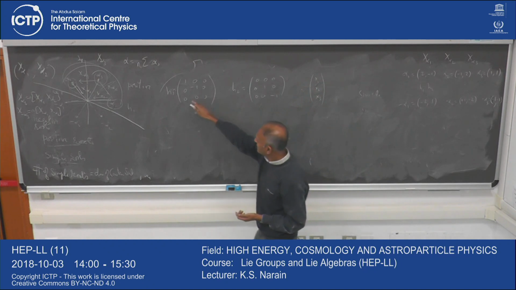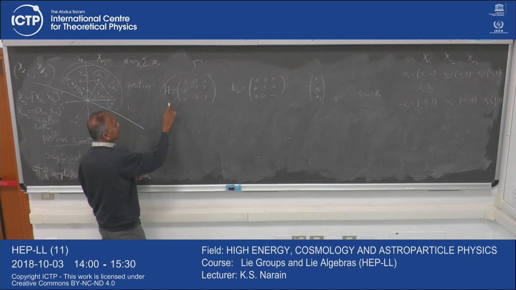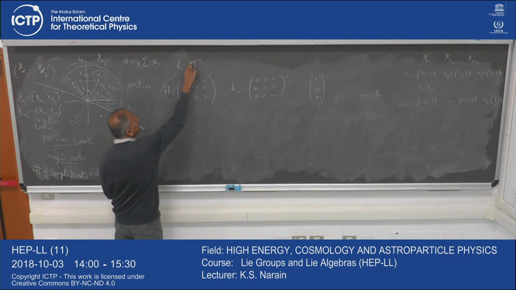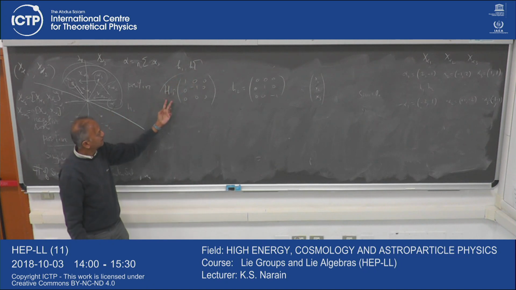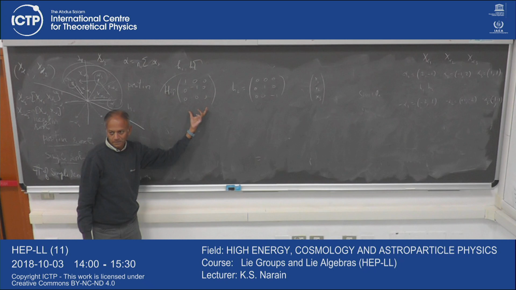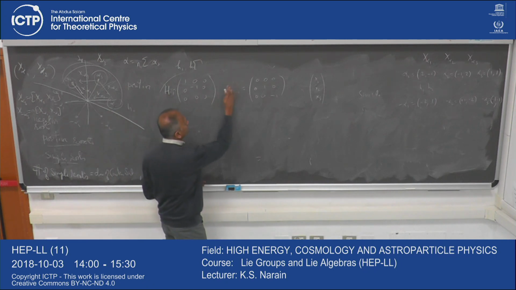Maybe I should use the notation capital H, because H1, H2, etc., I'm thinking of as abstract Lie algebra elements. But now there are explicit 3 by 3 matrices here. So this is a representation. And similarly, capital H2.